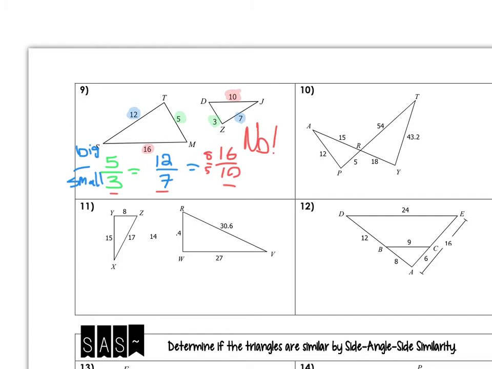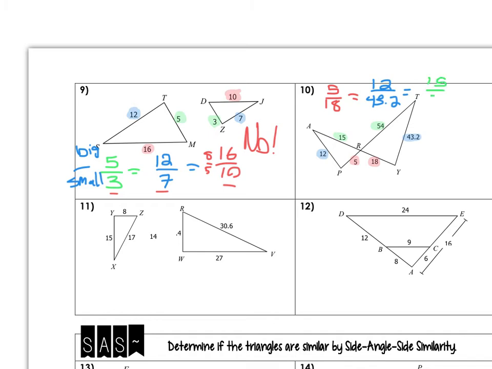So I'm going to find the smallest side. The smallest side of this triangle and the smallest side of the other one is here. So therefore I'm going to go 5 over 18. Okay, now let me go to the middle side. 12, and the middle side here is 43.2. So 12 over 43.2. And then we'll do the biggest. And so the biggest side is 15, and the biggest side is 54.